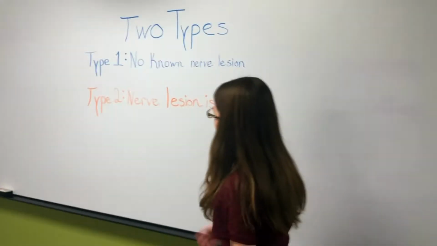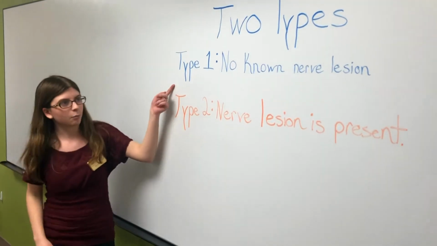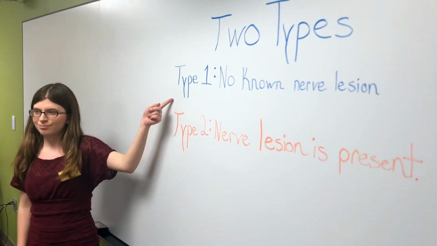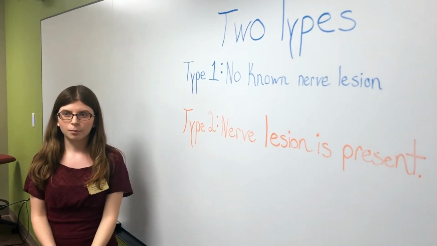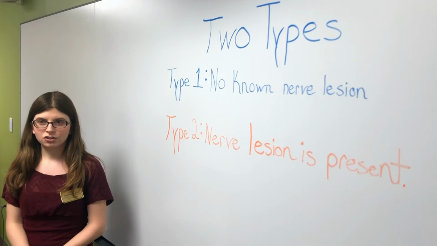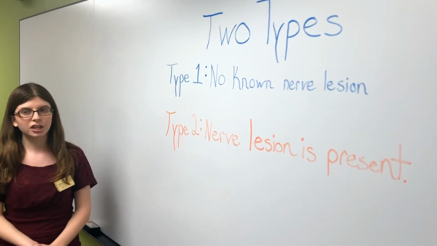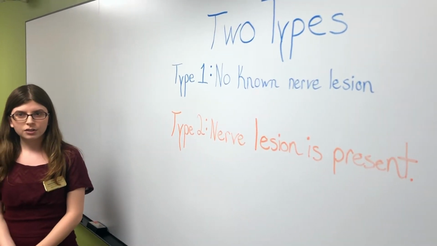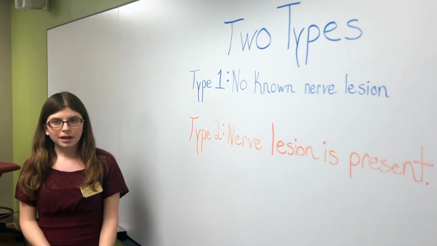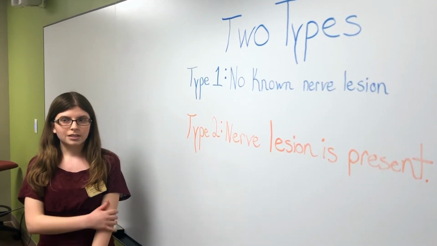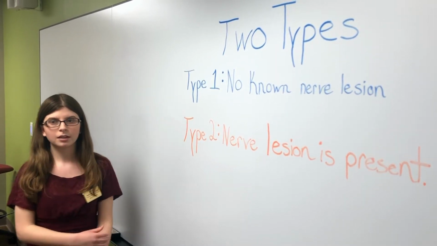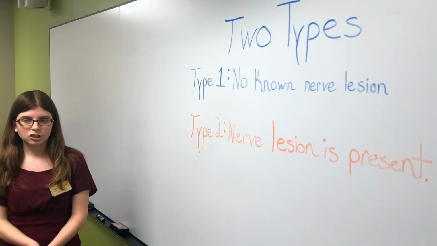There are two different types. Type 1, in which you have no known nerve lesion. This corresponds to RSD, which is reflex sympathetic dystrophy, and can be initiated by periods of vasospasm or vasodilation. For example, you might get vasospasm if you have extreme edema or if you're wearing a cast that is too tight. You also might get vasodilation.